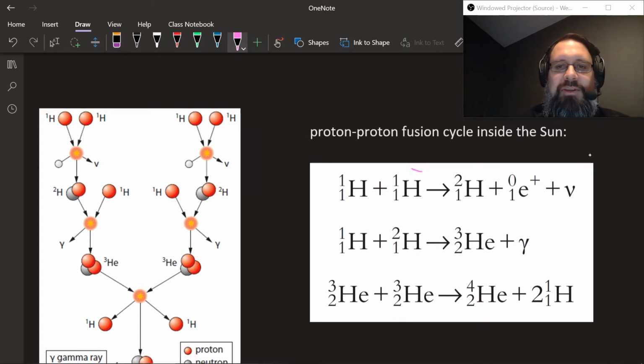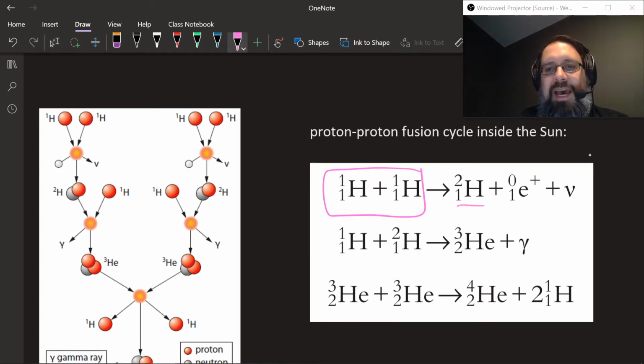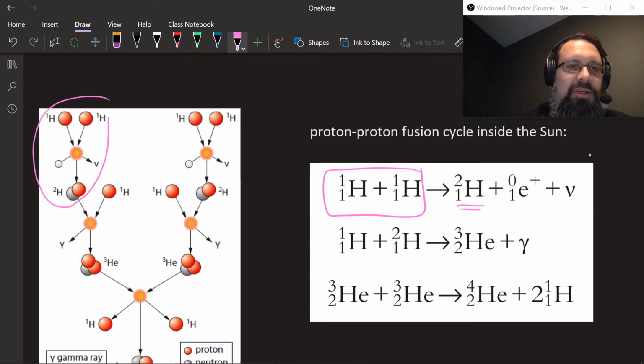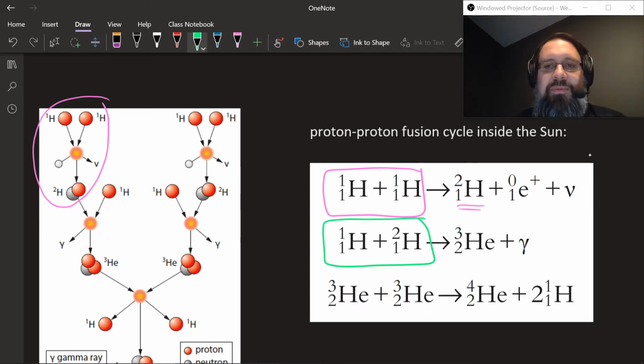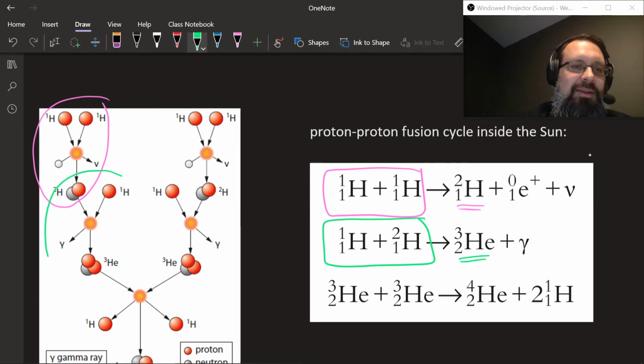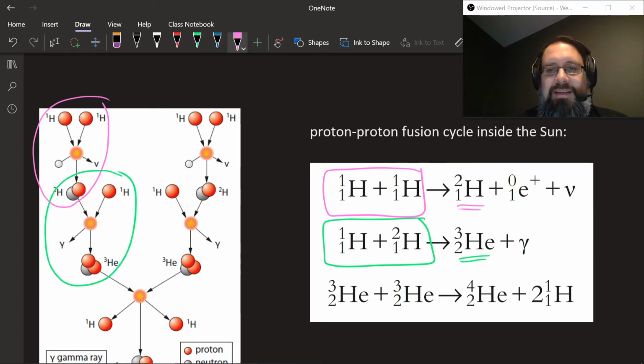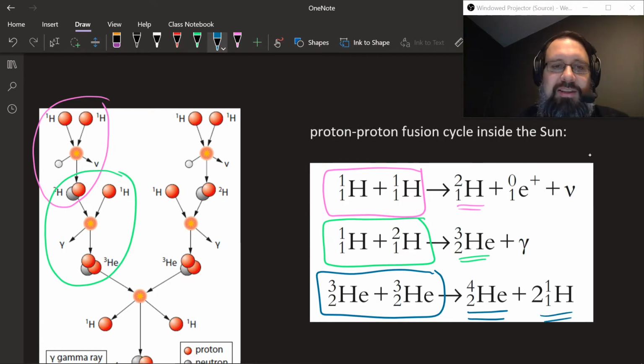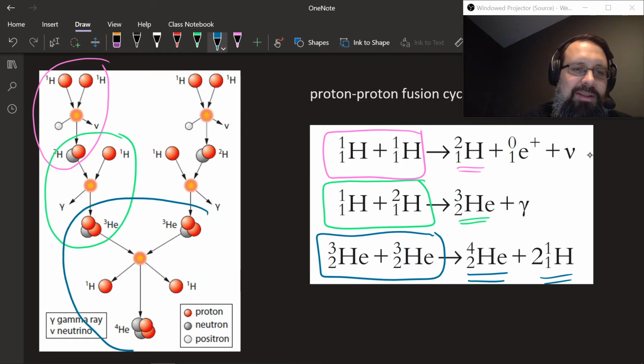First up, two hydrogens get close enough together that they can fuse into hydrogen 2. When that happens, you'll have a positron emission. That's what's going on in this region of the diagram, where the two hydrogens are forming hydrogen 2. Then you take that hydrogen 2 plus another stray proton, and you can make helium 3. That's going on in the second part of the chain. And then the last part of the chain is to take two helium 3s, I finally said it, and turn those into helium 4 with two protons being ejected. That's what's going on in this last part of the diagram.